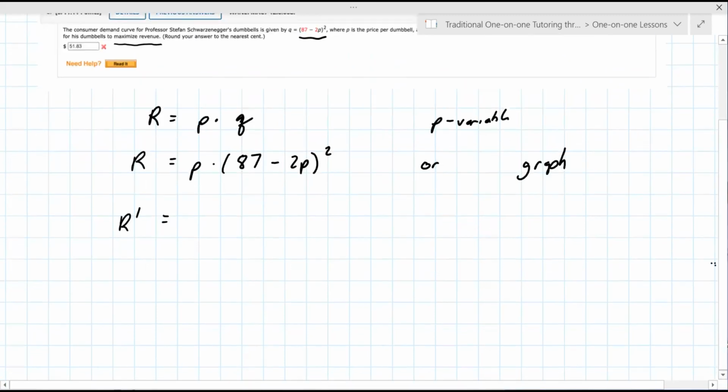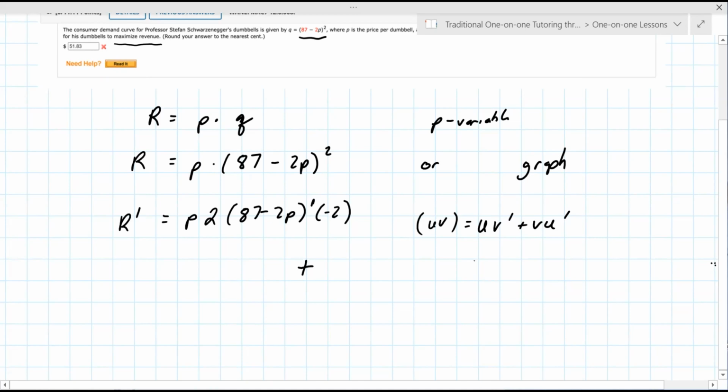Great. So the product rule here: this is your first term, so you probably saw this in class, like U V prime plus V U prime, when you have a U times V. So it's P times the derivative of this. The derivative of this is 2 times 87 minus 2P to the power of 1. First you use power rule, then chain rule, so you multiply by the derivative of the inside function, which is -2, plus the second thing, 87 minus 2P squared times the derivative of P, which is 1.